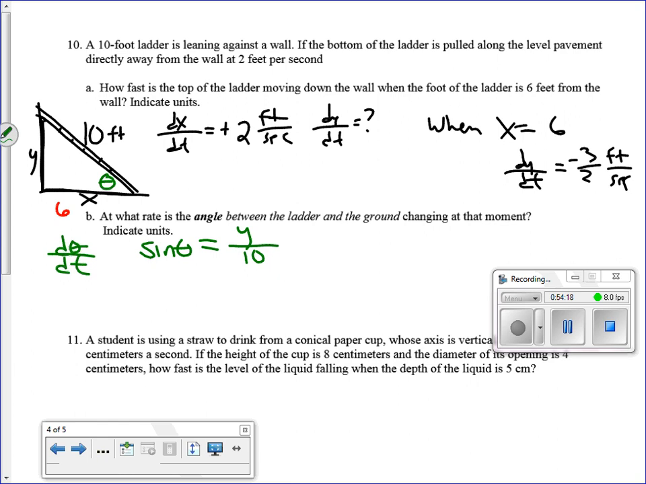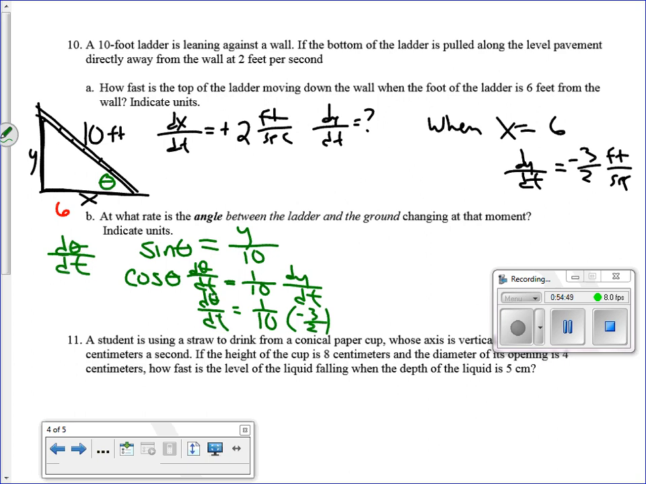So we know that sine of theta equals y over 10. When I take the derivative of both sides, I get cosine of theta times d theta/dt equals, remember, y over 10, don't use the quotient rule on that. That's just 1/10 y, so the derivative is 1/10 dy/dt. Now, we know dy/dt, we just figured that out. That's negative 3 halves. So we're filling in the negative 3/2 here. We're going to solve for d theta/dt, so leave that alone.